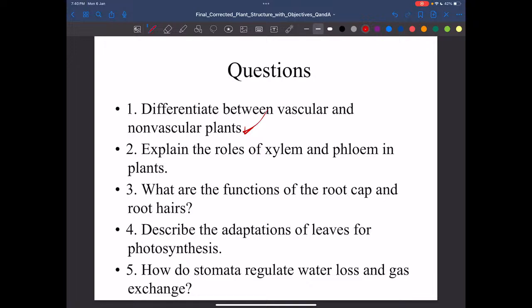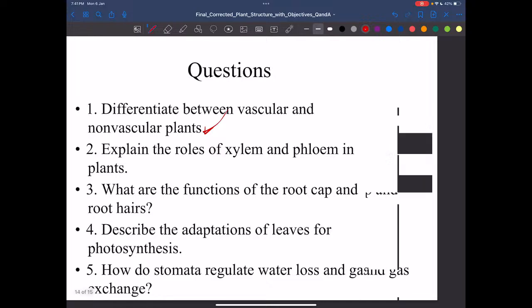While the internal features are, we said, large spaces in the spongy layer, so more gas exchange, a greater number of chloroplasts in the palisade mesophyll layer, so more photosynthesis, okay, and also a branched network of veins, okay. And finally, how do stomata regulate water loss and gas exchange? Remember, we said those are the two functions they play in. They play in gas exchange and they play a role in regulating water loss. And remember, we also said that the stomata are guarded by two guard cells, okay.